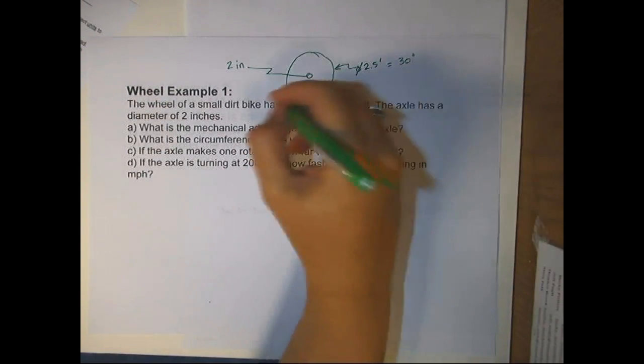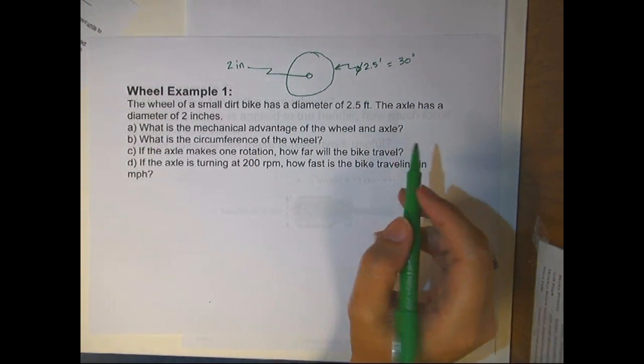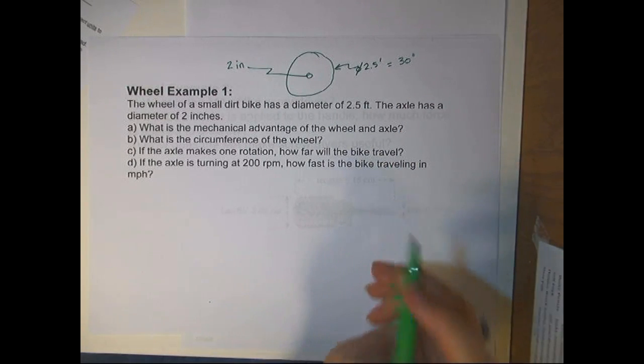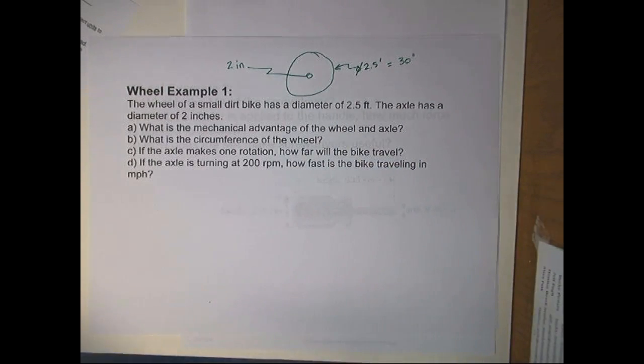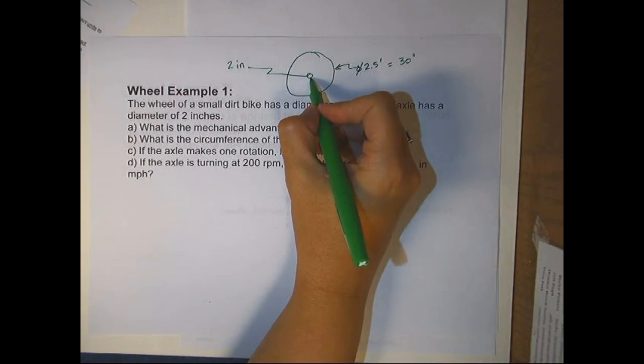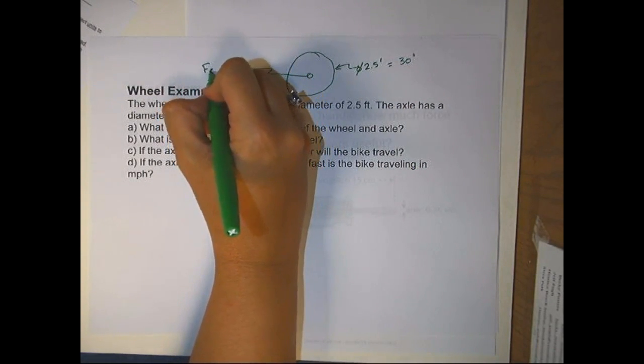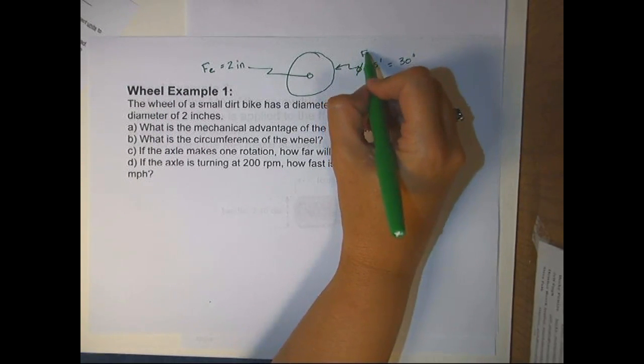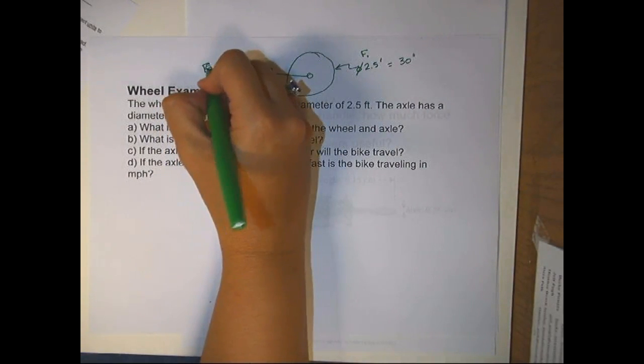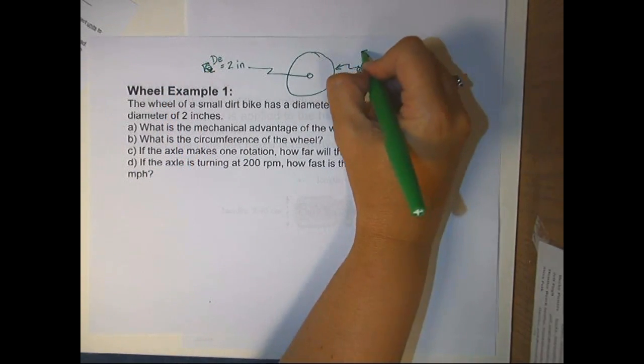And it hasn't told me which is effort yet. But if we're talking about a dirt bike, how does a dirt bike work? Well, you turn the pedals, which turns the axle. So this is where my effort is, and this is where my resistance is. Oh, these are D's. Sorry, DE, DR.